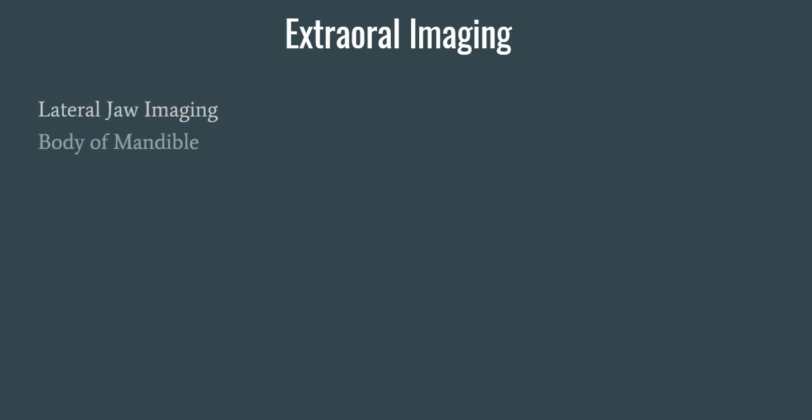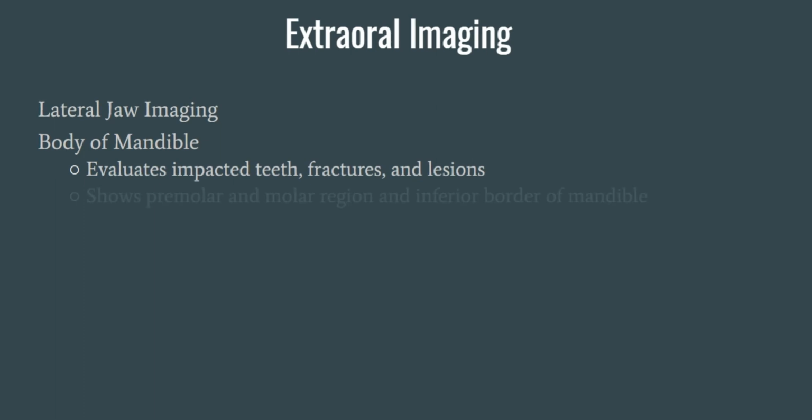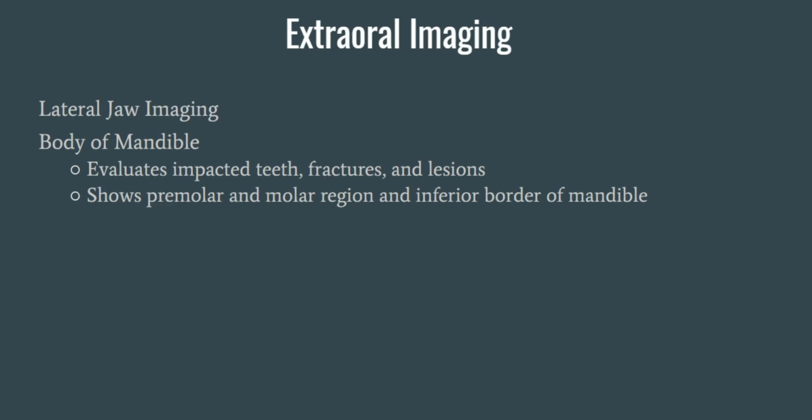With the body of the mandible, the purpose of it is to evaluate impacted teeth, fractures, and lesions. It shows us the premolar and the molar region and the inferior border of the mandible. So, how is the receptor or the film placed for this type of projection?